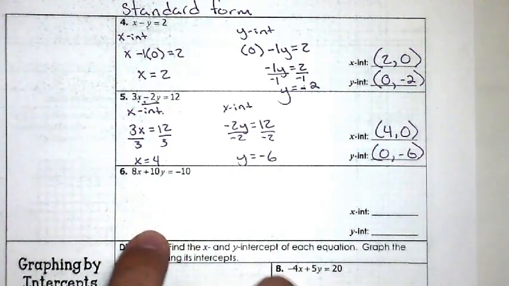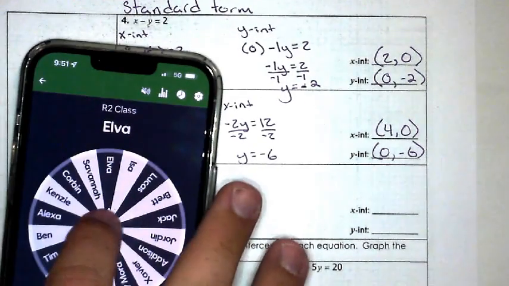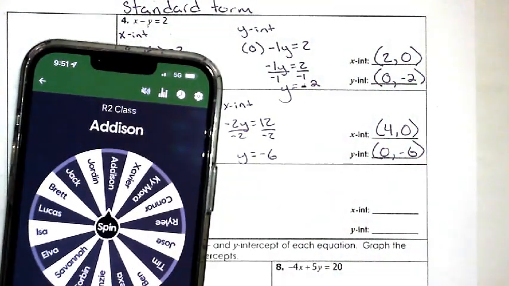Okay. Wheel of not ideal. Addison. Show us your y-intercept, Daigle.